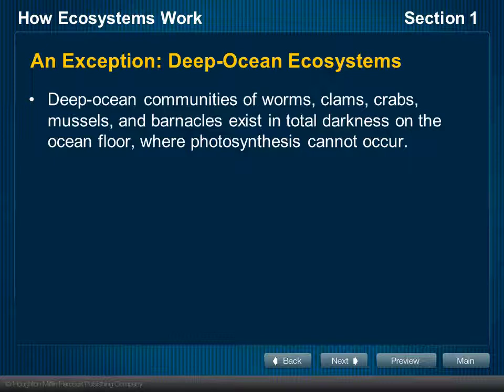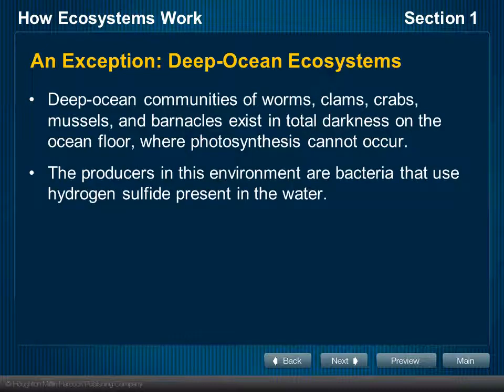So an example would be the deep ocean communities where there are worms and clams and crabs and mussels and barnacles. These are all filter feeders. They are in complete and total darkness. There is no sun. Photosynthesis does not occur. And yet there are producers. There is a base trophic level, if you will, on the food web.